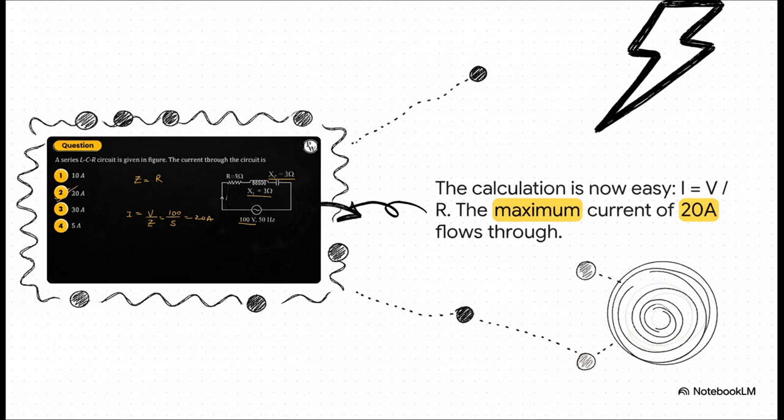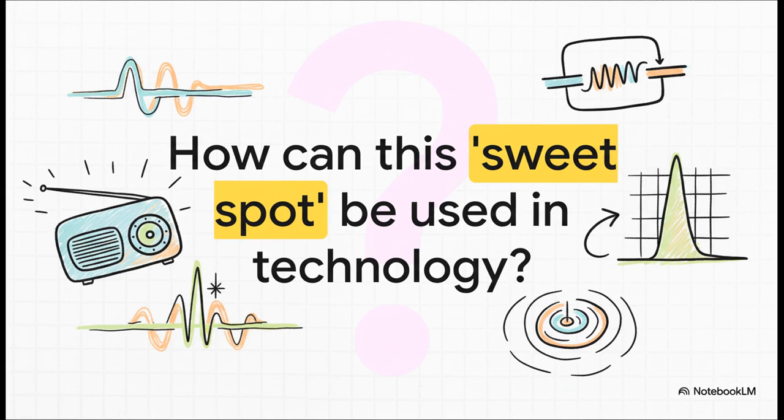We just use good old Ohm's law. The current is simply the voltage, that's 100 volts, divided by the only opposition left, that 5-ohm resistor. And that gives us a massive 20 amps of current flowing through. See? It's that easy. And that, my friends, brings us full circle, right back to our radio.